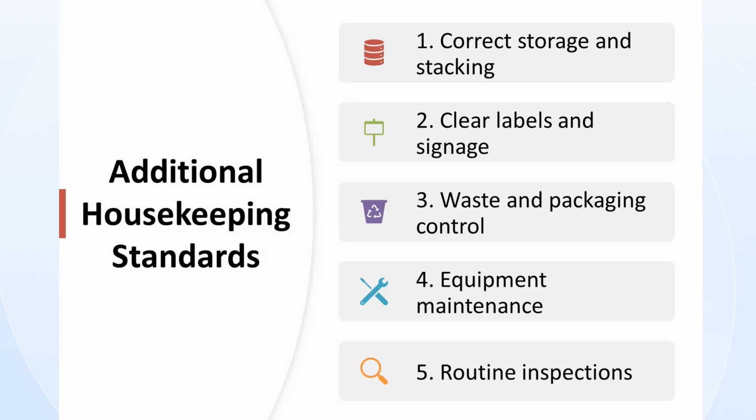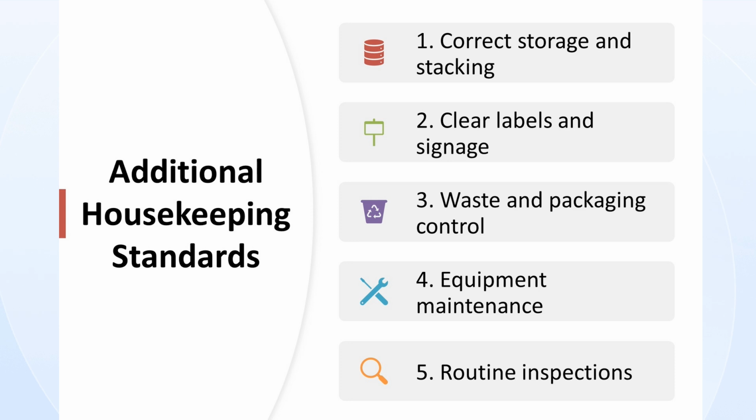Clutter creates hiding places for pests, increases fire risk, and makes it difficult to see missing stock or damages. 4. Equipment care and maintenance tools must be safe. Handheld scanners, pallet jacks, forklifts, ladders, and weighing scales must be maintained and stored correctly. Damaged equipment is a safety risk and causes operational errors.